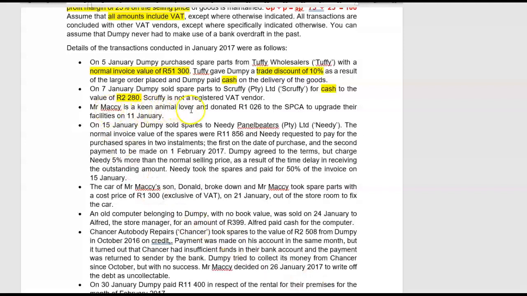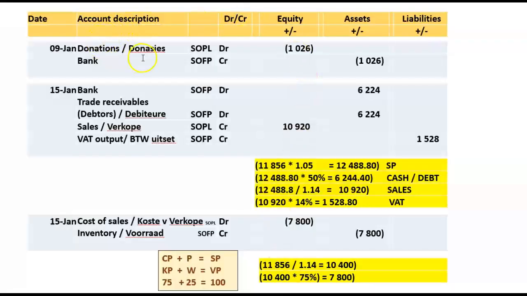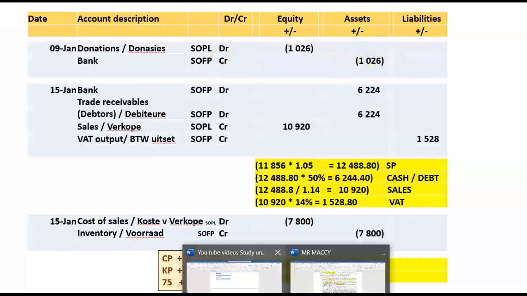Mr. Maccy is a keen animal lover and donated 1026 to the SPCA to upgrade the facilities on 11 January. There's no VAT on donations, so therefore donations, which is an expense account, statement of profit or loss debit, will reduce equity with the full amount of 1026, and bank, statement of financial position, will reduce our assets with 1026.